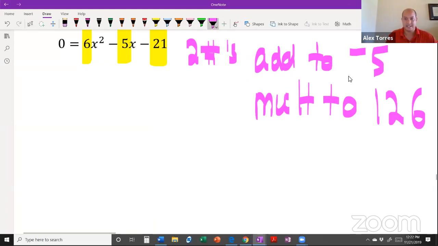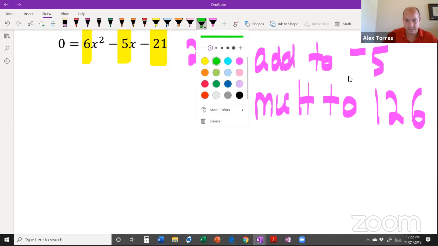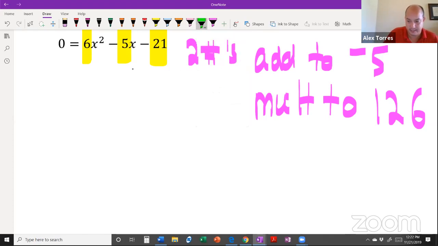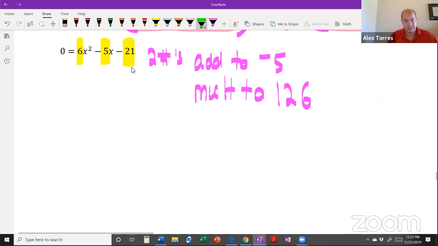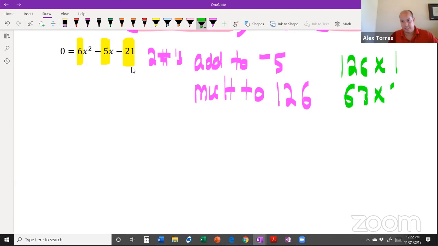So two numbers that add to -5 and multiply to 126. So what are the numbers that do that? Let's just go ahead and divide 126 by every number that we can. So 126 times 1. 63 times 2. Does 126 divide by 3? Yes, it's 42 times 3. And we're looking for combinations of these numbers that can add up to 5.